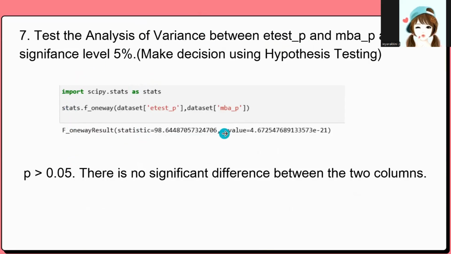Okay, we get the p-value here after running the code. We are importing scipy.stats, and after running the code, we get the p-value as 4.67, which is greater than 0.05. They have given the significance level as 5%, so we are checking it against 0.05. If our p-value is greater than 0.05, then it indicates that the difference is not much. There's not much difference between their employability percentage and their MBA percentage.